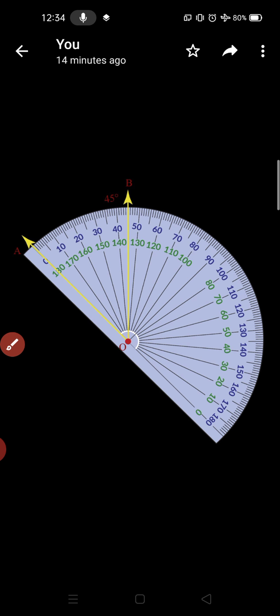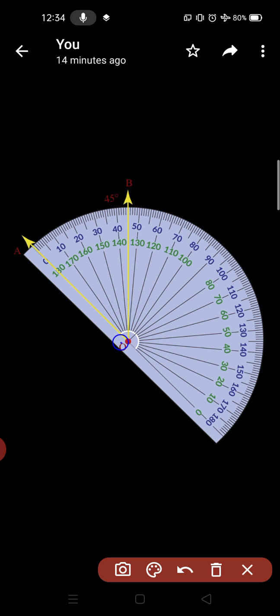Now look at this picture. Here one of the rays coincides with the straight edge of the protractor from left to right. Here it coincides, so you have to count from here 0. Okay, so here 0, 10, 20, 30, 40, 40 after the fifth small line. So this angle is 45 degrees.